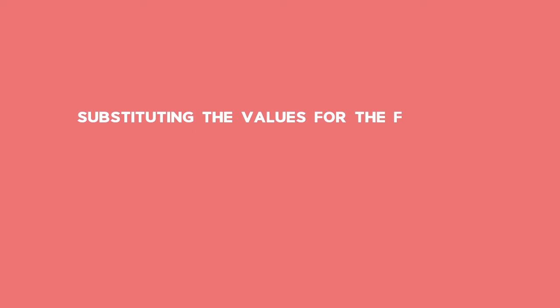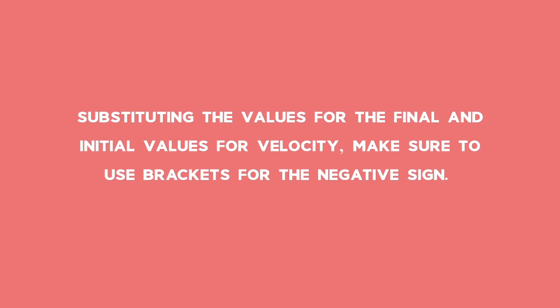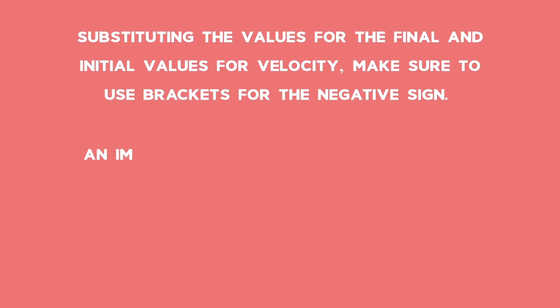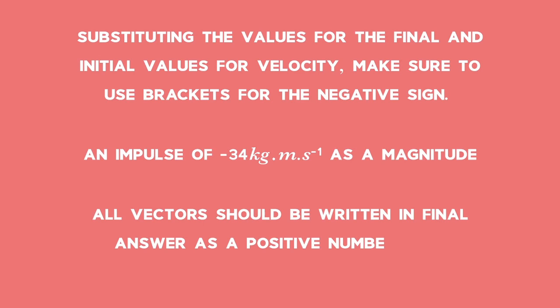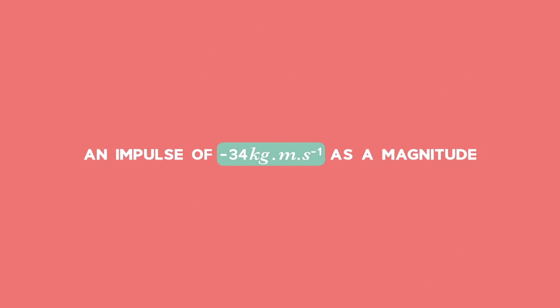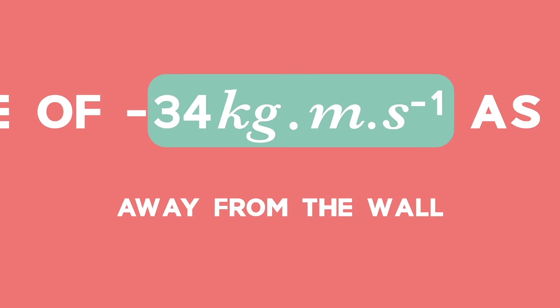So, substituting the values for the final and initial values for velocity, make sure to use brackets for the negative sign. The answer itself works out to be an impulse of -34 kilogram meters per second as a magnitude. But all vectors should be written in final answer as a positive number with a direction. Since the answer is negative, that means that the impulse or change in momentum is 34 kilogram meters per second away from the wall.